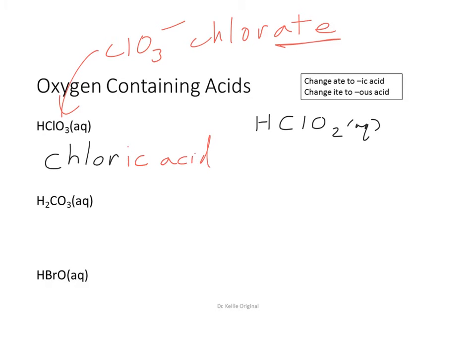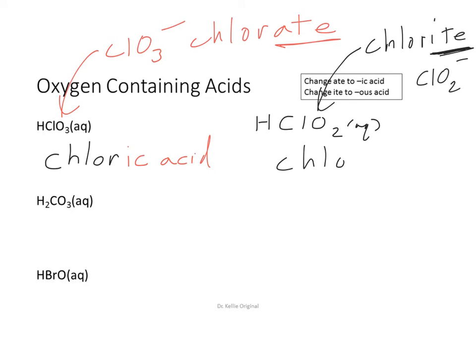So I have chloric acid. Over here, I have hydrogen. I have oxygen. But this time, my polyatomic ion isn't chlorate, it's chlorite, right? ClO2 negative. And according to our rule, we're going to change ite to us. So this is going to become chlorous acid, because we change ite to us.